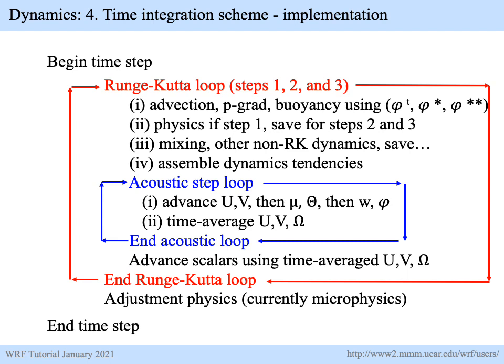The acoustic step uses the forward-backward scheme that we depicted on the previous slides, advancing first the horizontal momentum, then the column mass, then potential temperature, and then finally, in the semi-implicit approach, the vertical velocity and the geopotential. We also save off the time-averaged momentum fluxes for use to advect the scalars after the acoustic step is complete.